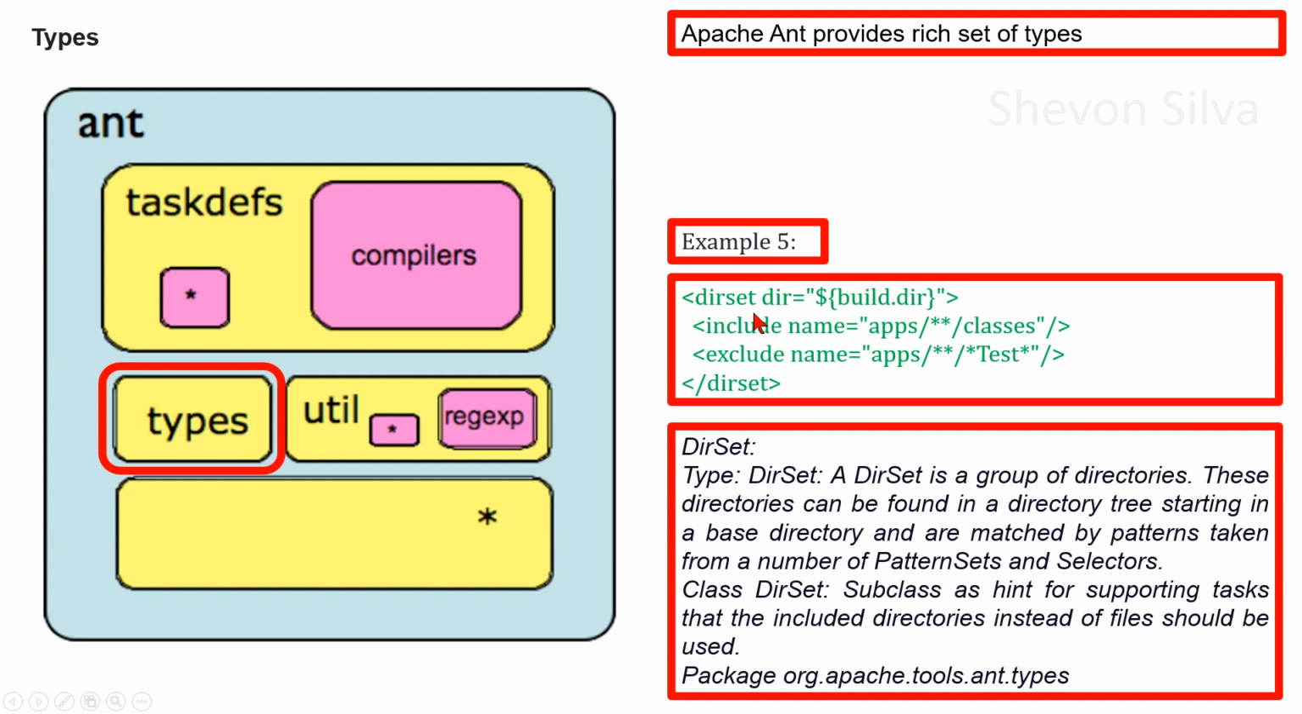org.apache.tools.ant.types. Here the group of directories named classes found under the app subdirectory of ${build.dir}, except those that have the text Test in their name.